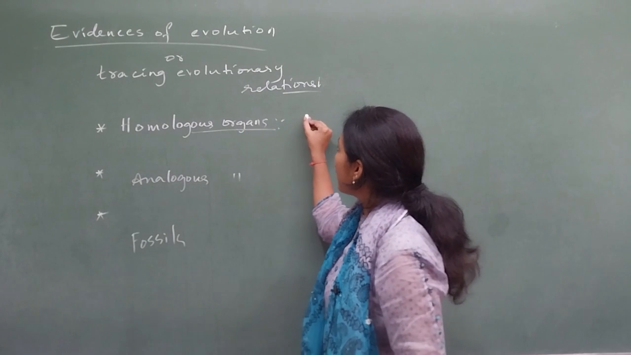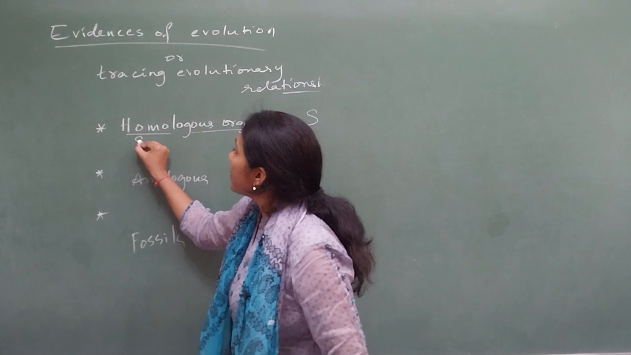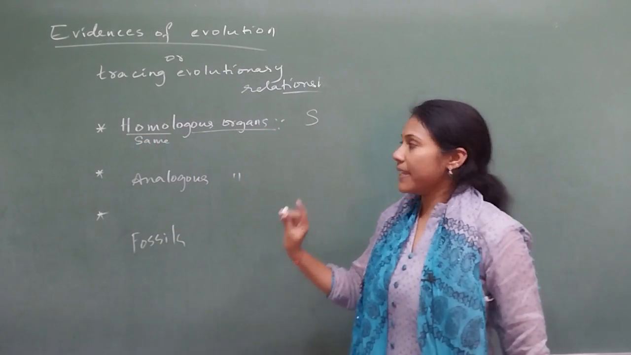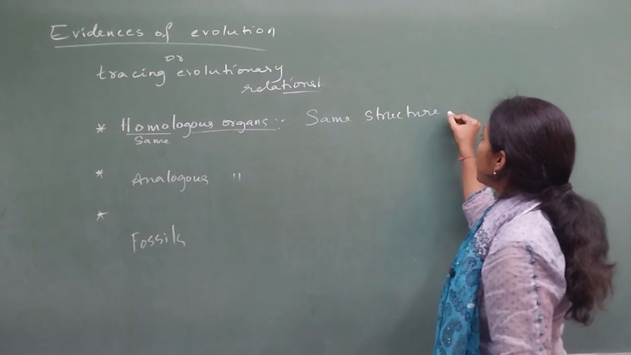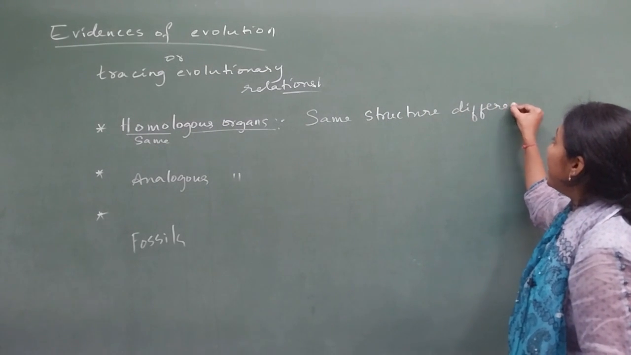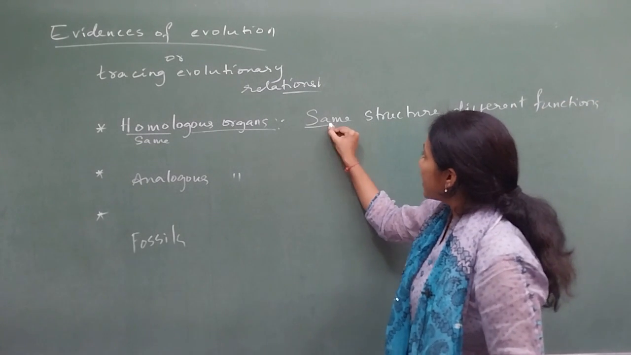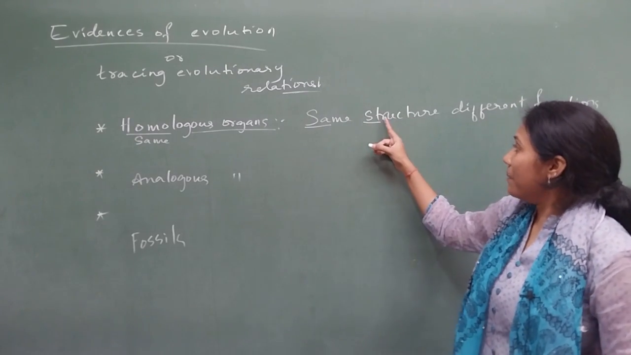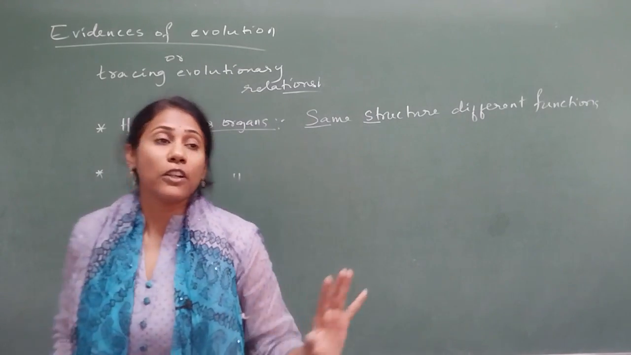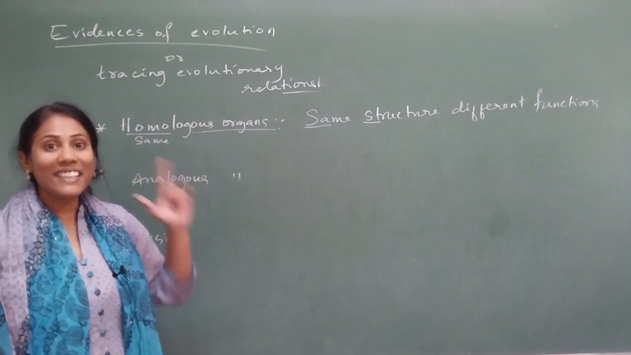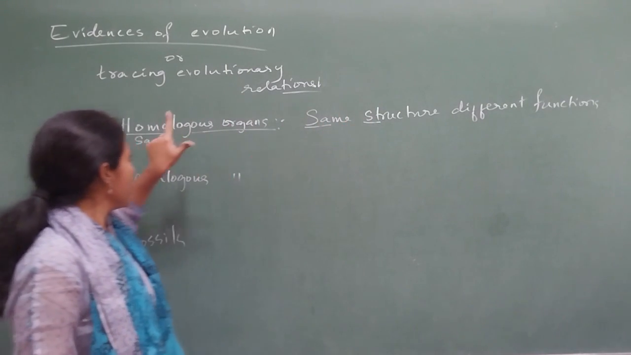So homologous organs, see here, homologous. Homo means same, right? So they have the same structure and different functions. How do you remember? S for same, S for structure. What is same? Structure is same. What is different? Functions are different. Such organs are called homologous organs. So everybody type in the comment section, S for same, S for structure. This is the definition for homologous.